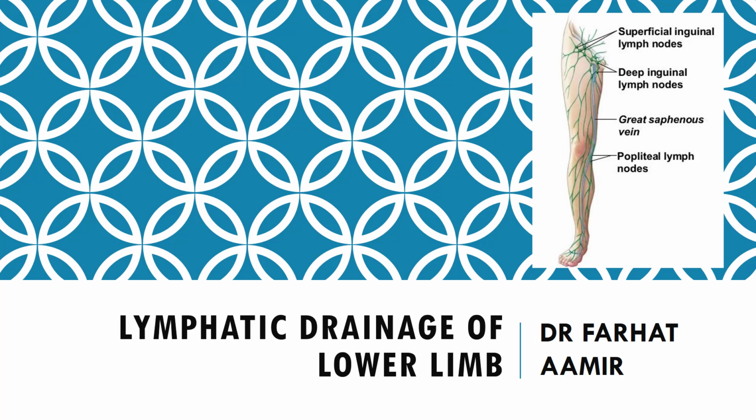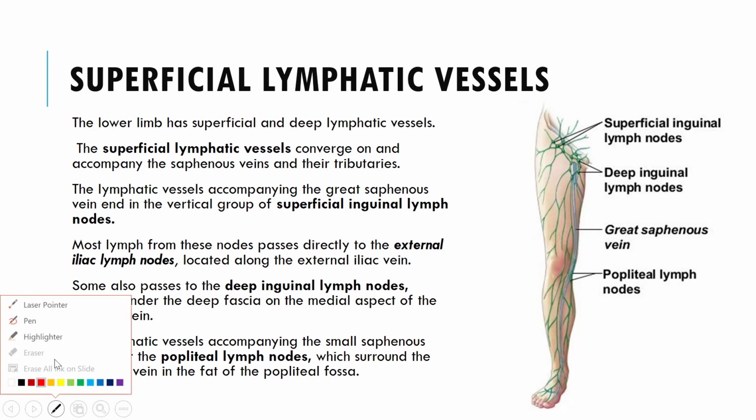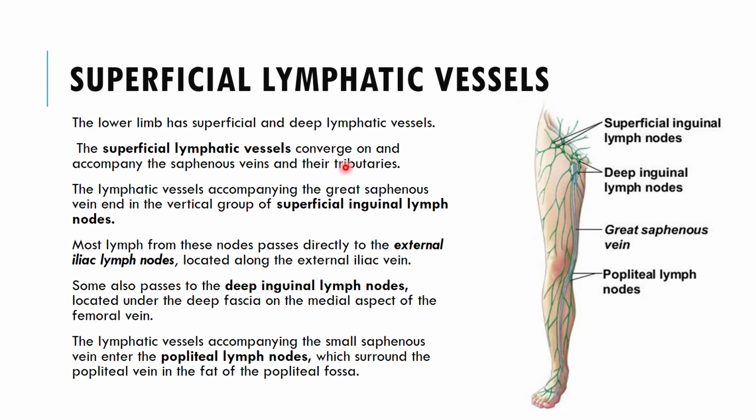Today we will discuss the lymphatic drainage of the lower limb. There are two types of lymphatic vessels present in the lower limb. These are superficial lymphatic vessels and deep lymphatic vessels. First of all, we will discuss the superficial lymphatic vessels.